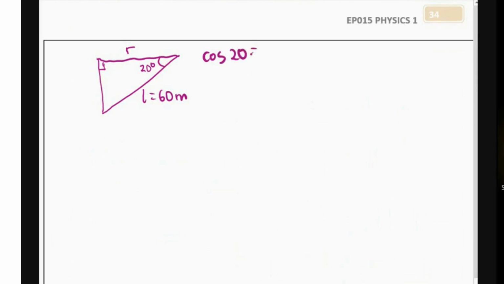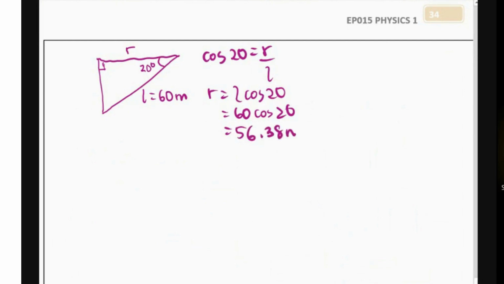So cos 20 is adjacent divided by hypotenuse, which is R divided by L. So therefore we can find R, which is L cos 20. L is 60 times cos 20. 56.38 meters. So this is the radius of the circle.